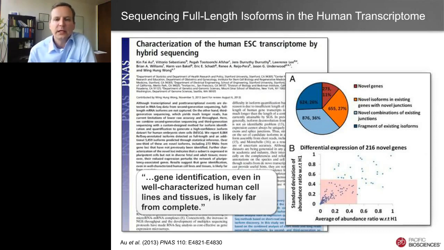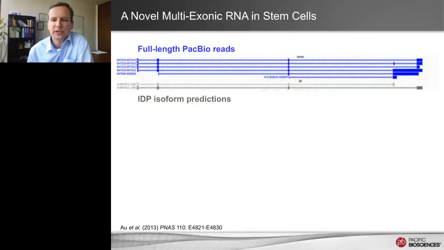So in this figure on the right, you see the pie chart of 273 new genes that previously had not been discovered, and then also novel isoforms in existing genes with novel junctions, novel combinations of existing junctions, and so forth. They looked at the expression of the new genes and found that many of these are differentially expressed in embryonic stem cells relative to adult or fetal tissues. And so these genes are likely involved in the perturbance of the pluripotency-associated gene networks. And so the authors conclude that the mere process of gene identification, even in these well-characterized human cell lines and tissues, is likely far from complete.